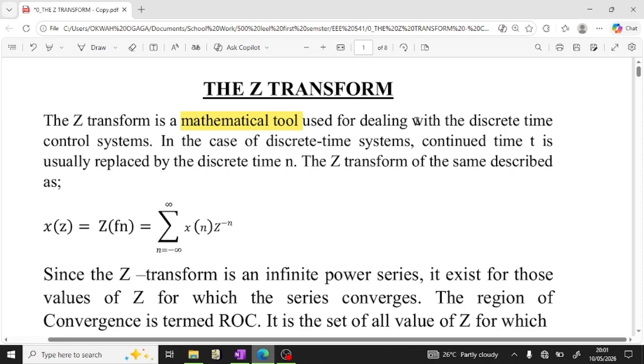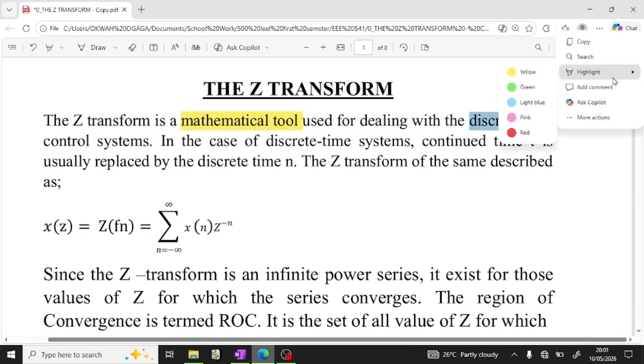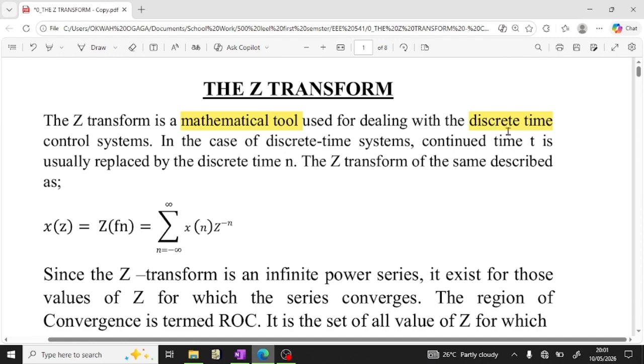And what is it used for? Dealing with discrete time control systems. This is the other thing you have to bear in mind: discrete time. Control system, of course, means automation, things happening without you physically handling them. Either you've programmed it to behave in a certain way, or you control it remotely, without touching it.